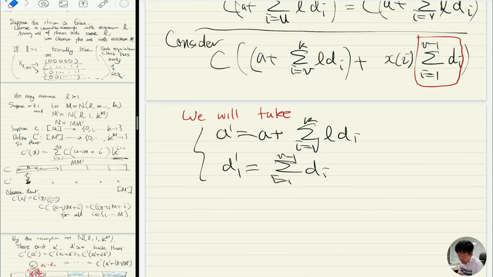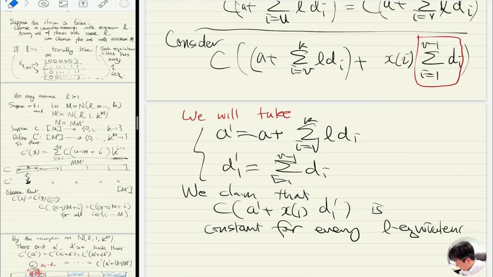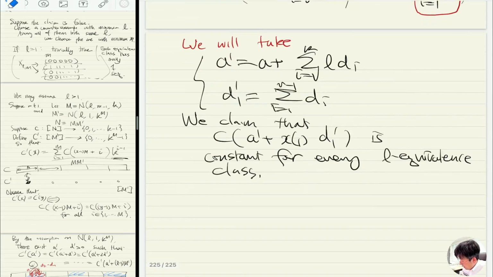Now, there are two cases, right? We claim that C of A prime plus x1 d1 prime is constant for every L equivalence class. Why?